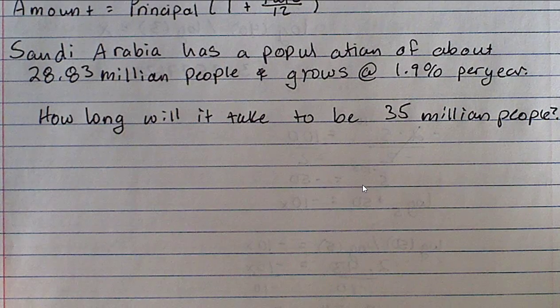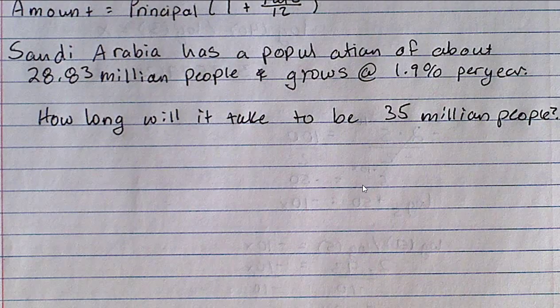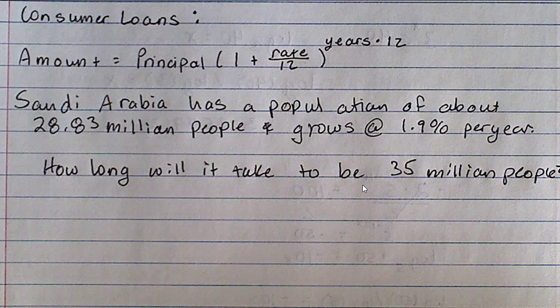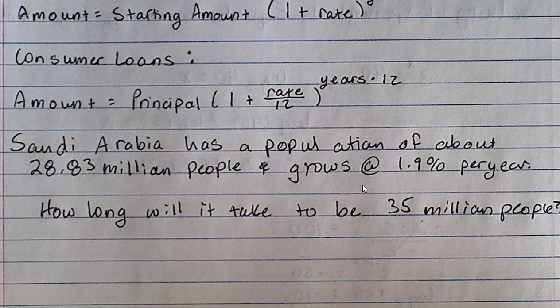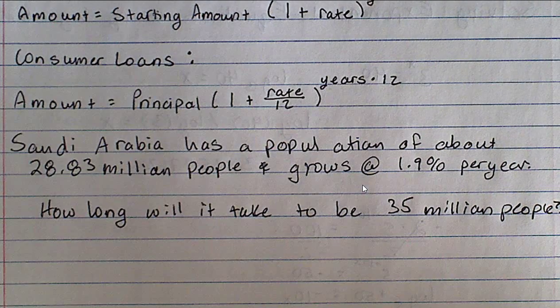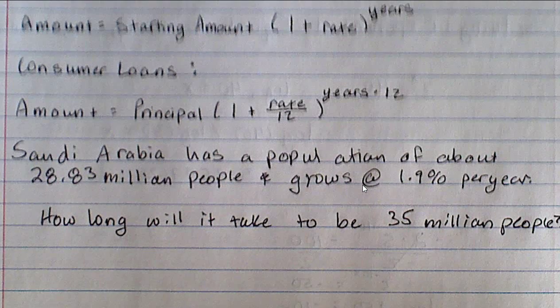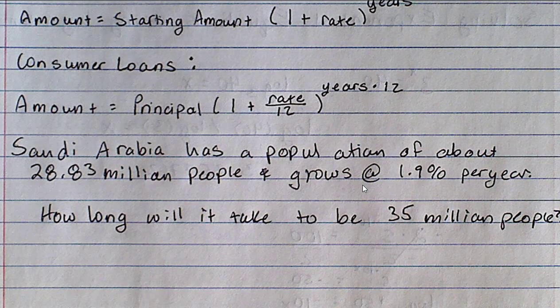All right. So in order to do this, we're going to need to use the population equation that we have in your notes right now. The population equation, which is right above this, is that the amount is equal to the starting amount times 1 plus rate to the years. In this case, we have the amount that we want it to be, which is 35 million. We have the starting amount, which is 28.83 million. We have the rate that it's growing by. We just don't have the years. So the years is what we're going to be solving for, and this is where the logarithm comes in.